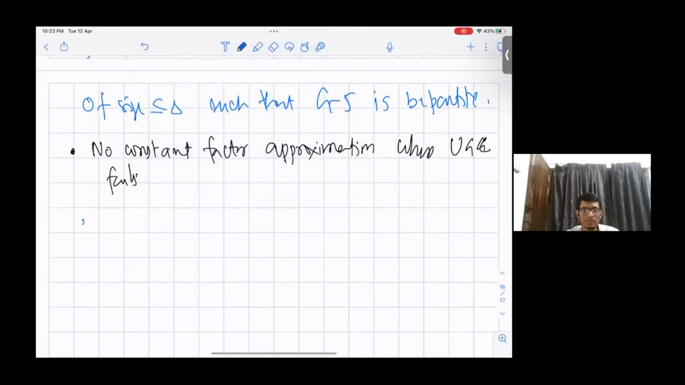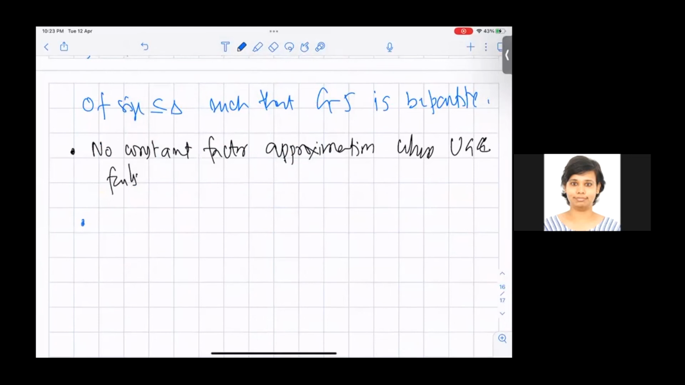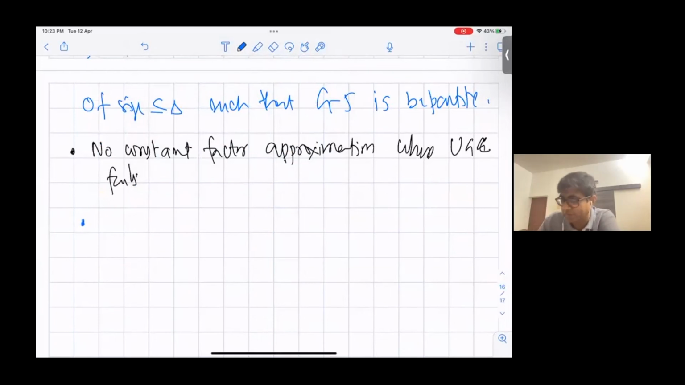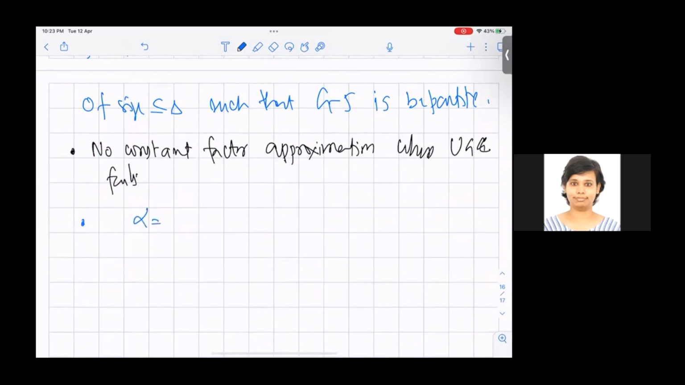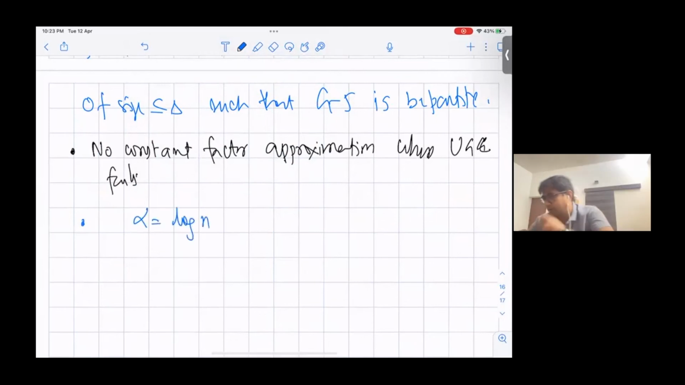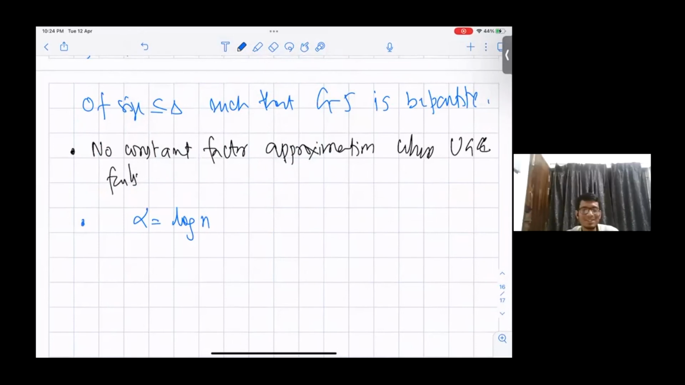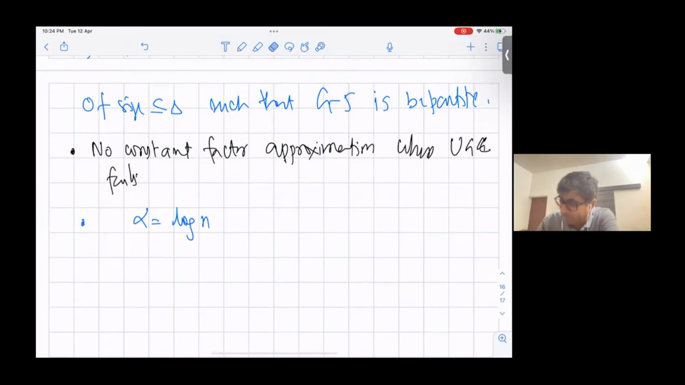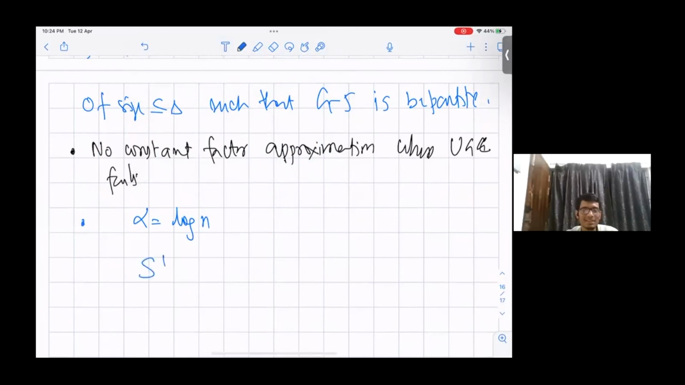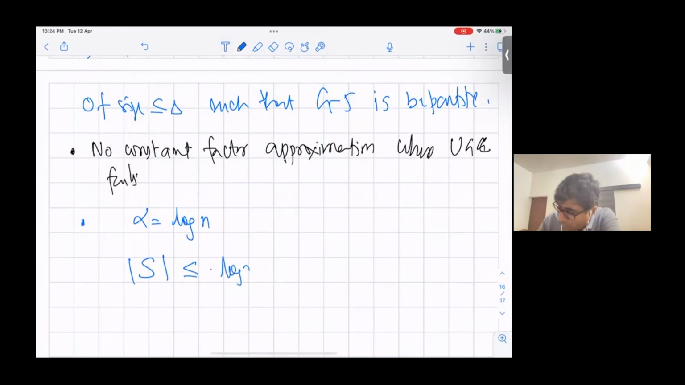So suppose square root log n factor. Okay, fine. Let's say log n itself. No, it doesn't matter. Suppose alpha is log n. Is it good enough for us? Yeah, still good. Why? Because now our set S, all we can guarantee is that the set S that we have is of size at most log n times L.